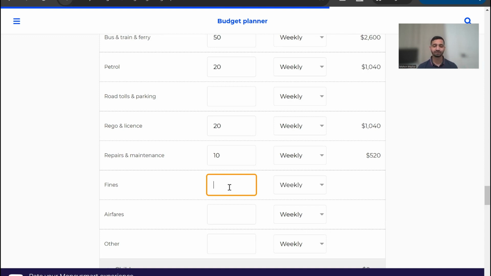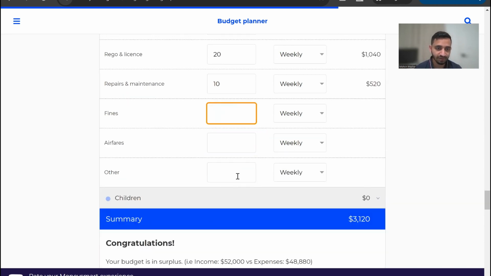Traffic light fines are about $300 to $400. So you want to make sure you don't get a fine. I hope you're not going to get into any fines, so I'm just going to ignore that for now. Hopefully, you will not have any fines.